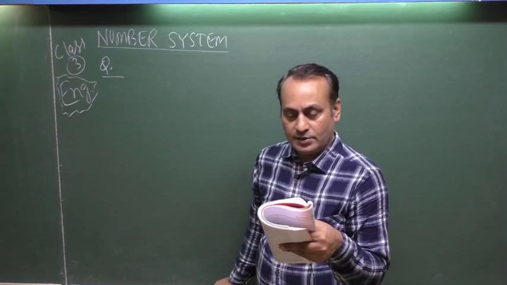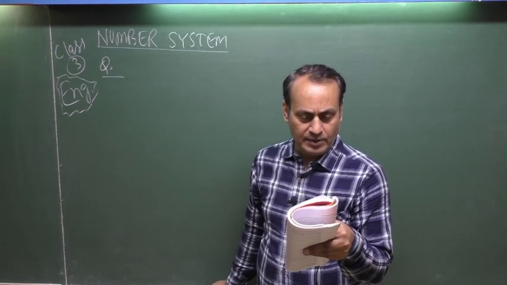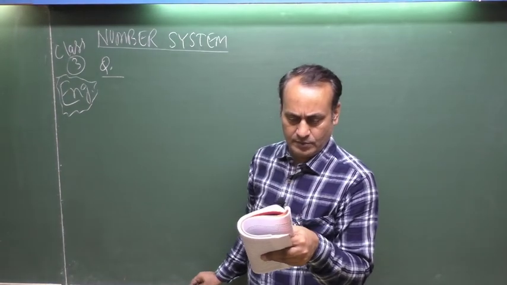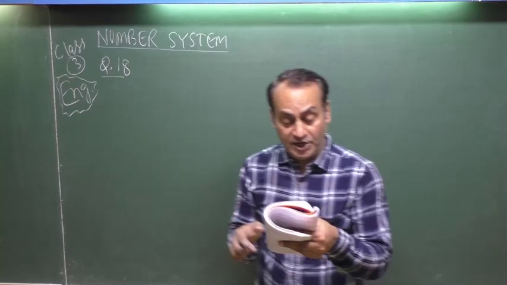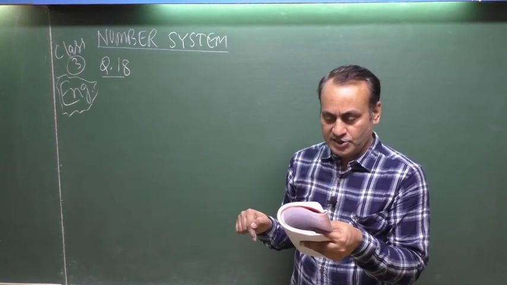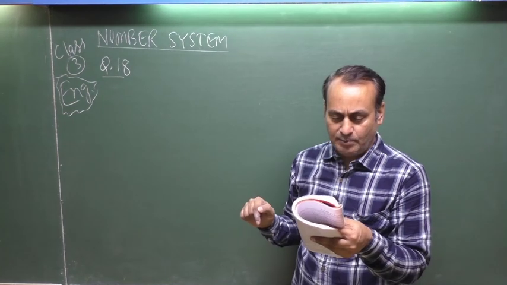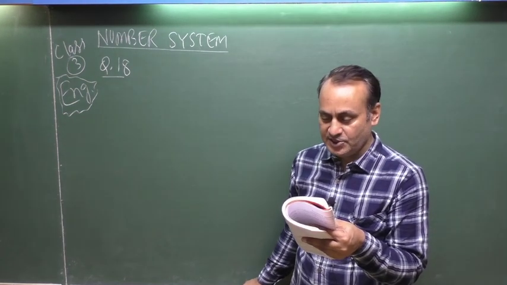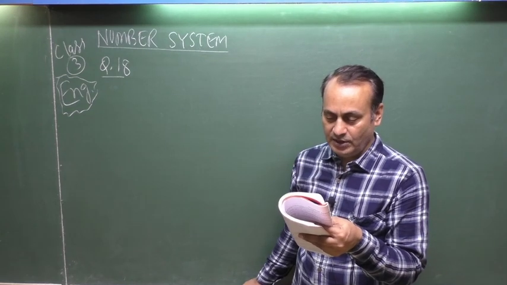This is class 3 for English medium batch, number system topic, question number 18 to be started. Question number 18 says a two-digit number is k times the sum of its digits. The number obtained by interchanging its digits will be how many times the sum of digits?